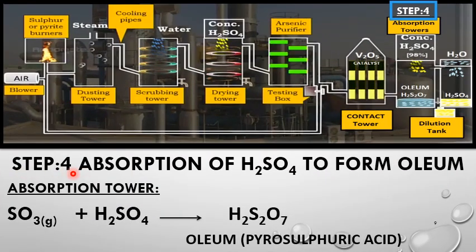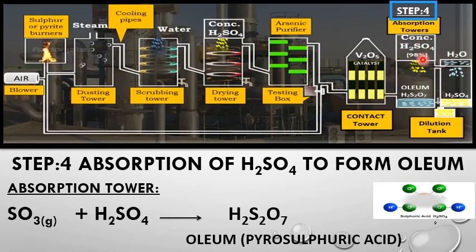Step number 4. Absorption of sulfur trioxide gas in sulphuric acid and the formation of oleum. Oleum is also known as pyrosulphuric acid. The formula for oleum or pyrosulphuric acid is H2S2O7. It is obtained when 1 mole of sulfur trioxide gas reacts with 1 mole of 98% sulfuric acid in the absorption tower.